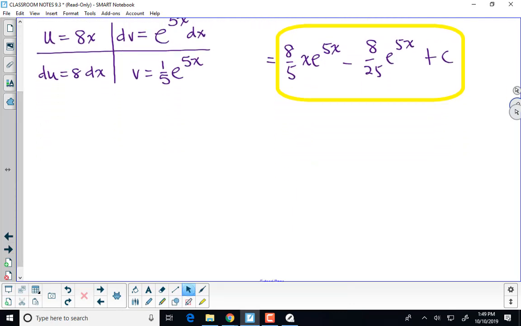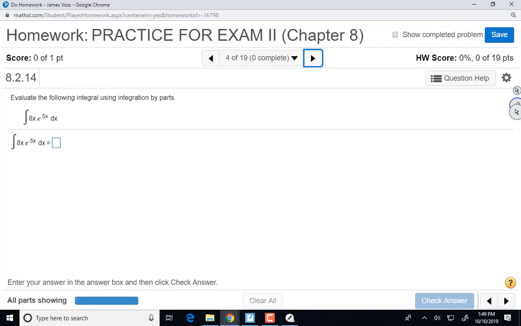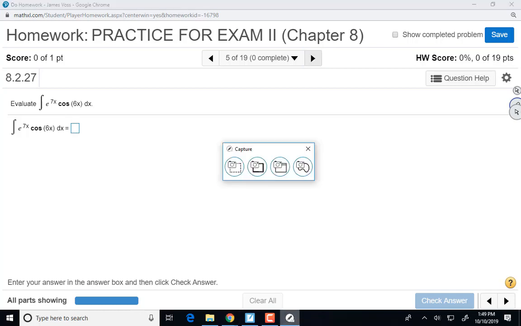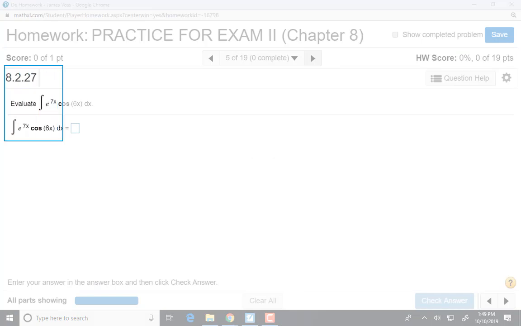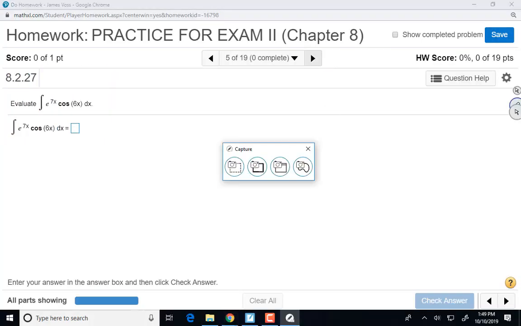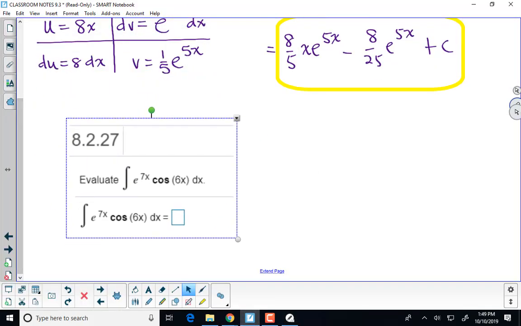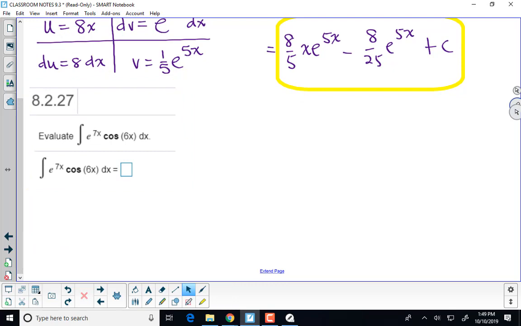Okay, let's take a look at another one. So this one is ultraviolet voodoo, but we've got a trig function and an exponential, and what we'll see is that this is one of the twist problems. Should we do one with a twist? Integration by parts with a twist.